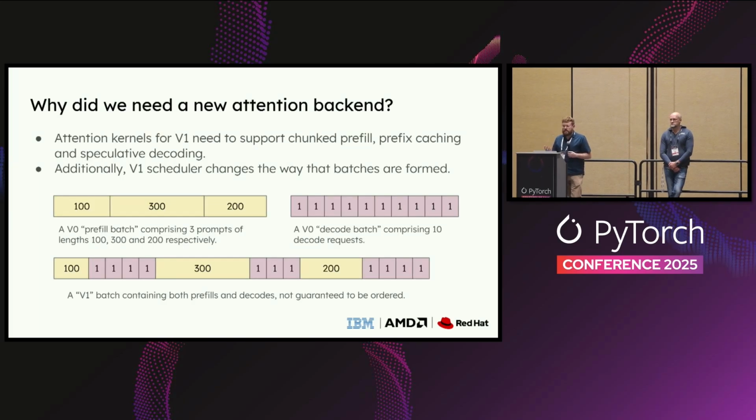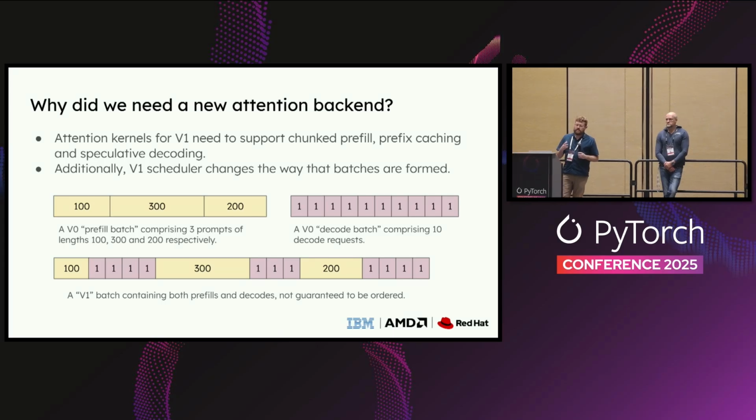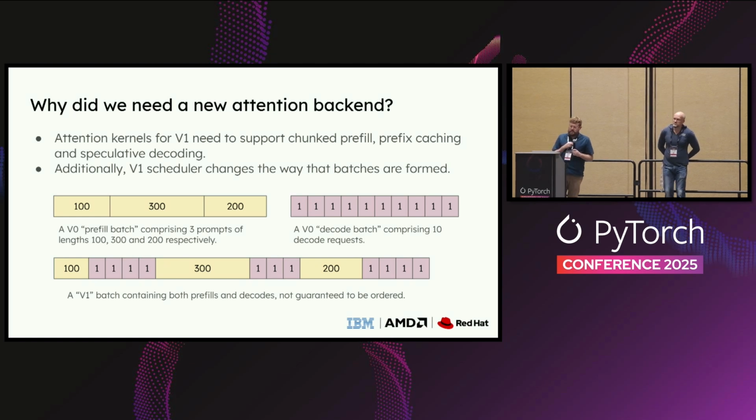So the next question is, why couldn't we just take the attention kernels we used for v0 and run them on v1? So there's a bunch of reasons. The first is that v1 requires the attention kernels to support all these different optimizations, like chunked prefill, prefix caching, spec decode. But also, it's important to understand that v1 changed the way that we batch together requests in vLLM.